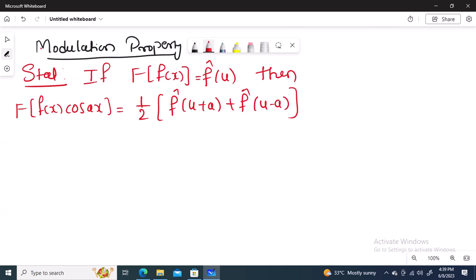So don't be afraid by looking at this part. It is simple only. When you are integrating and operating everything, you will get the steps. When you look at it the first time, it looks like something different, but it is not different. It is as usual. The only thing is, when you are operating with cos ax in the integration, you have to convert cos ax in terms of exponentials: (e^(iax) + e^(−iax))/2. You substitute this in the normal formula of the Fourier transform, simplify, and you will get the answer.